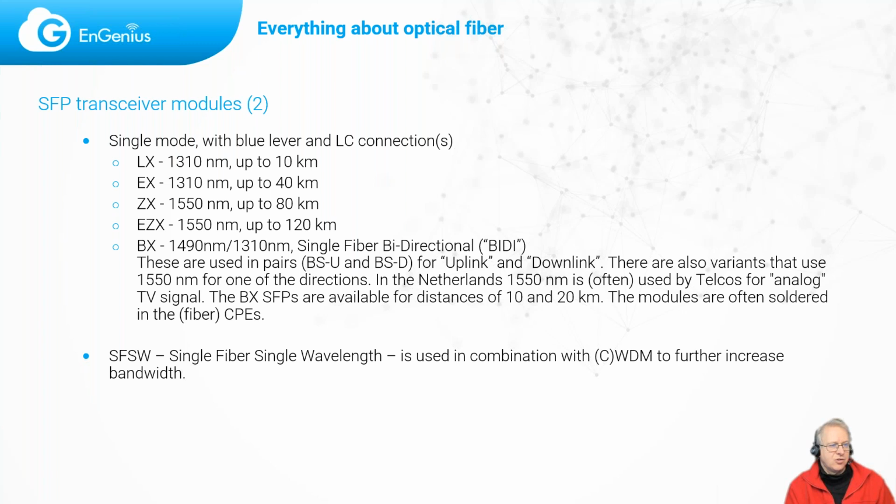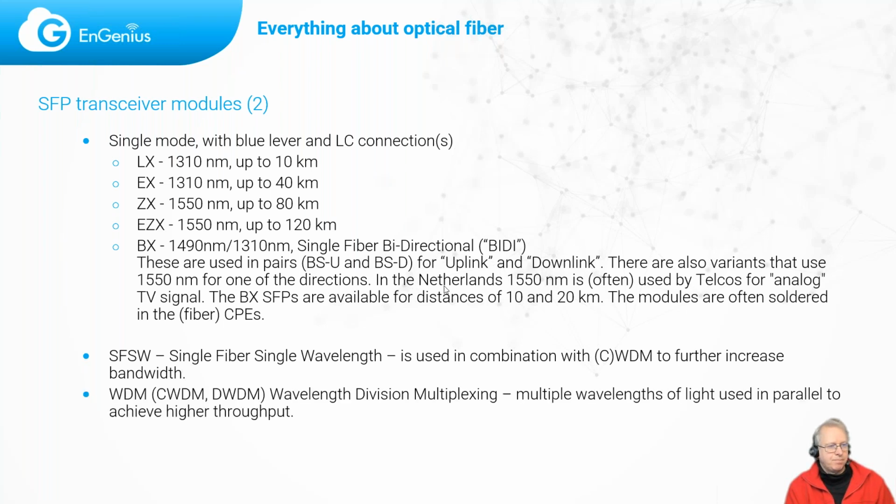So we also have the single fiber, single wavelength option to use more speed. The wave division multiplexing, again, uses multiple wavelengths on the same fiber to achieve higher throughput. So where we have different nanometers here, you can probably add some additional.